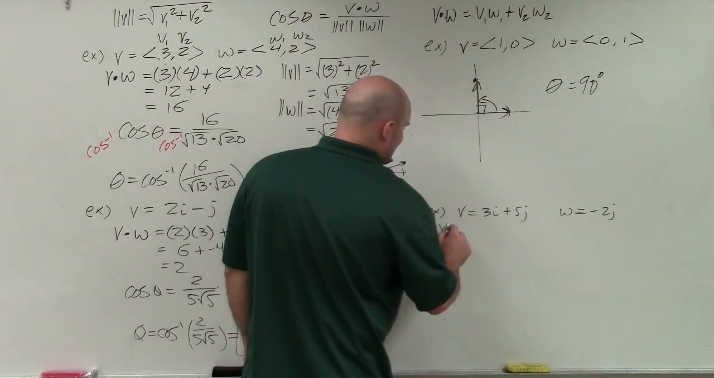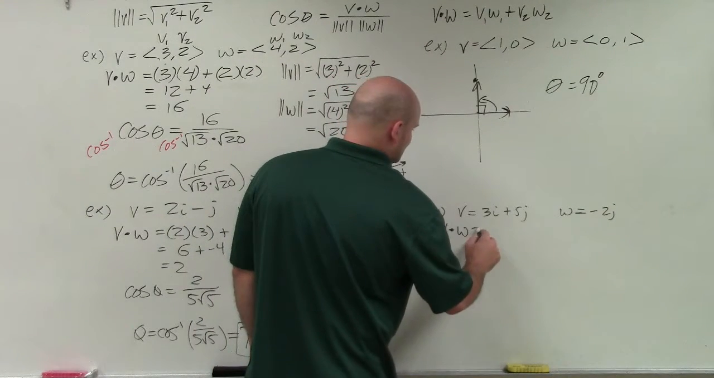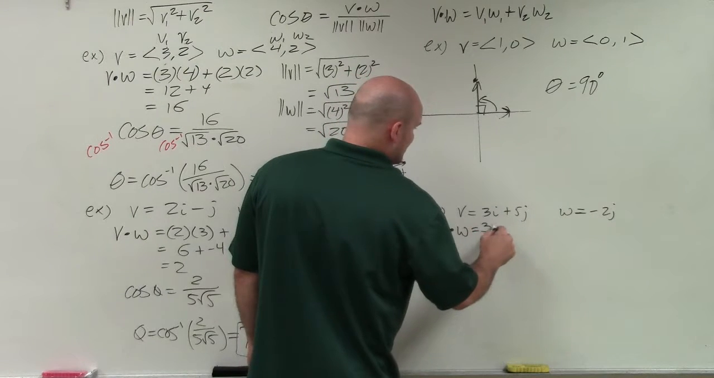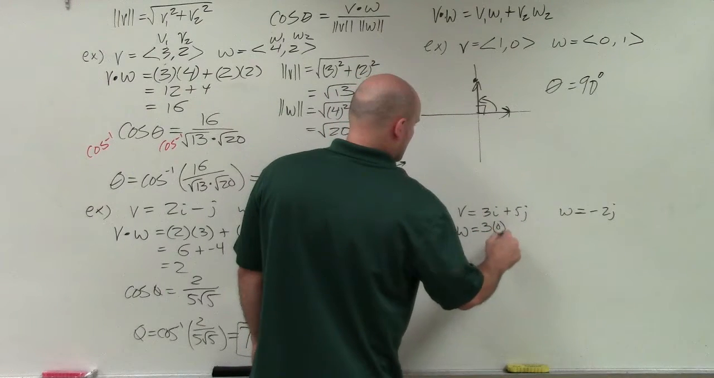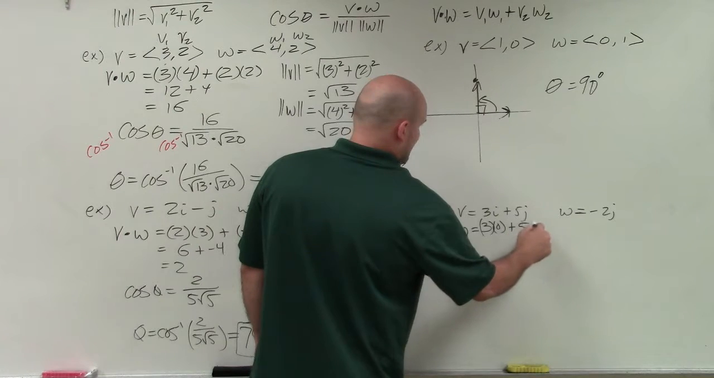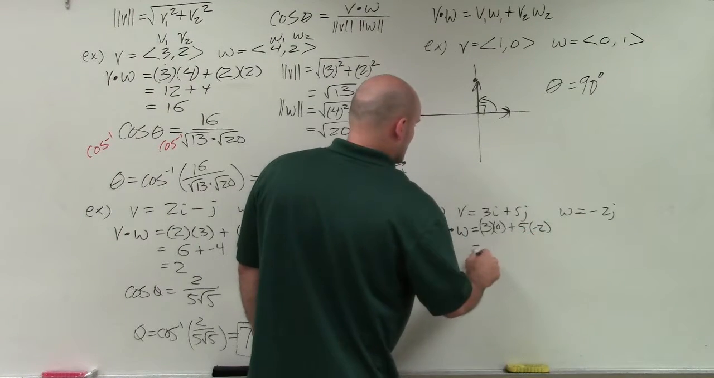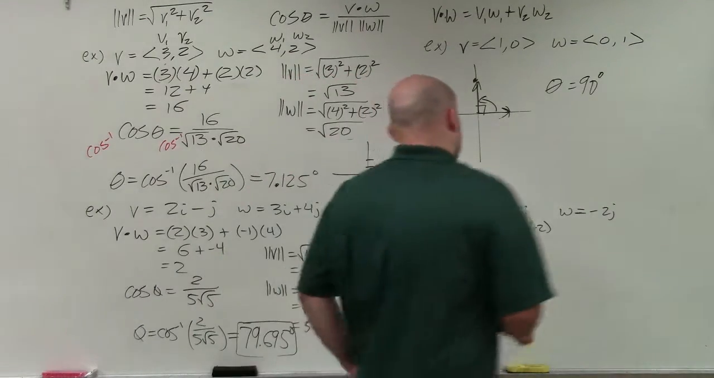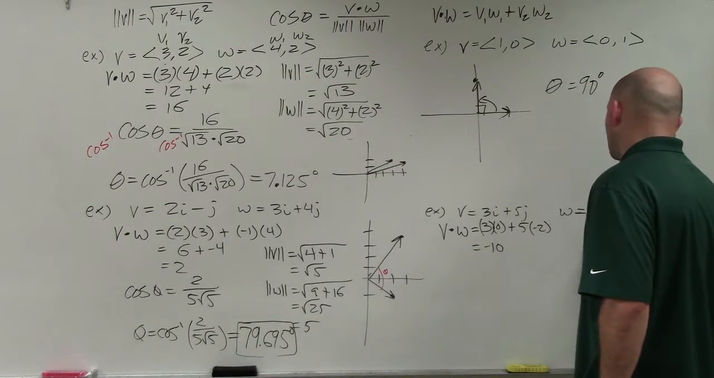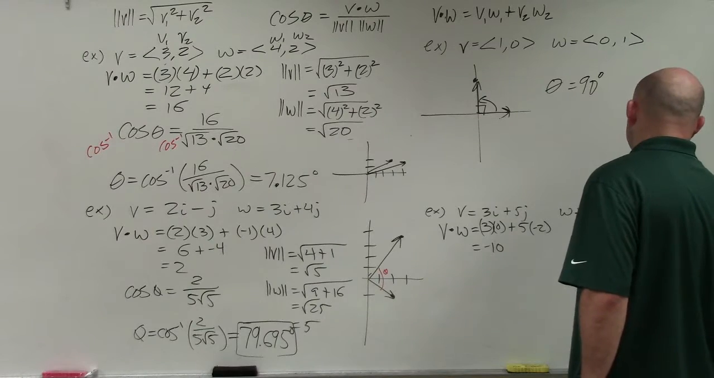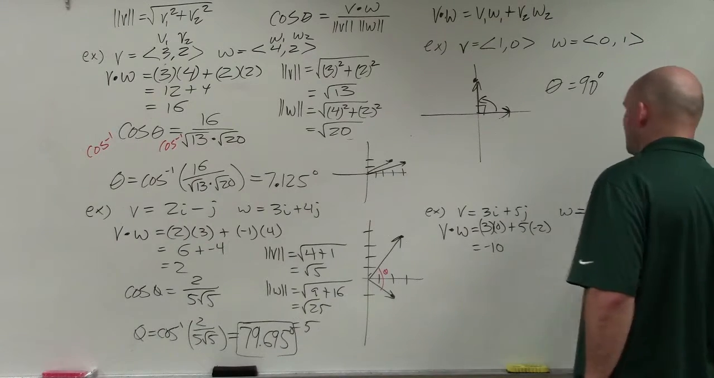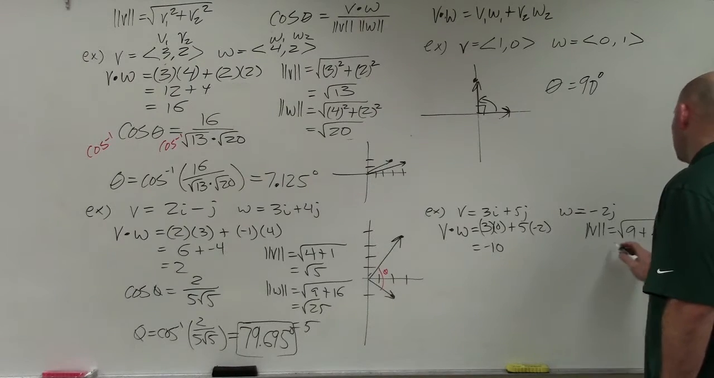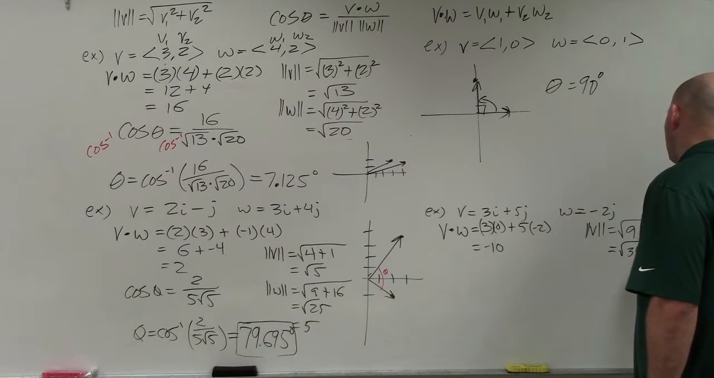So first thing we want to do is find the dot product. So I do 3 times 0, notice I don't have an i in this case, plus 5 times -2. So therefore, I end up with a dot product of -10. Finding the magnitude of v is going to be the square root of 3 squared, which is 9, plus 5 squared, which is 25. So that equals the square root of 34.